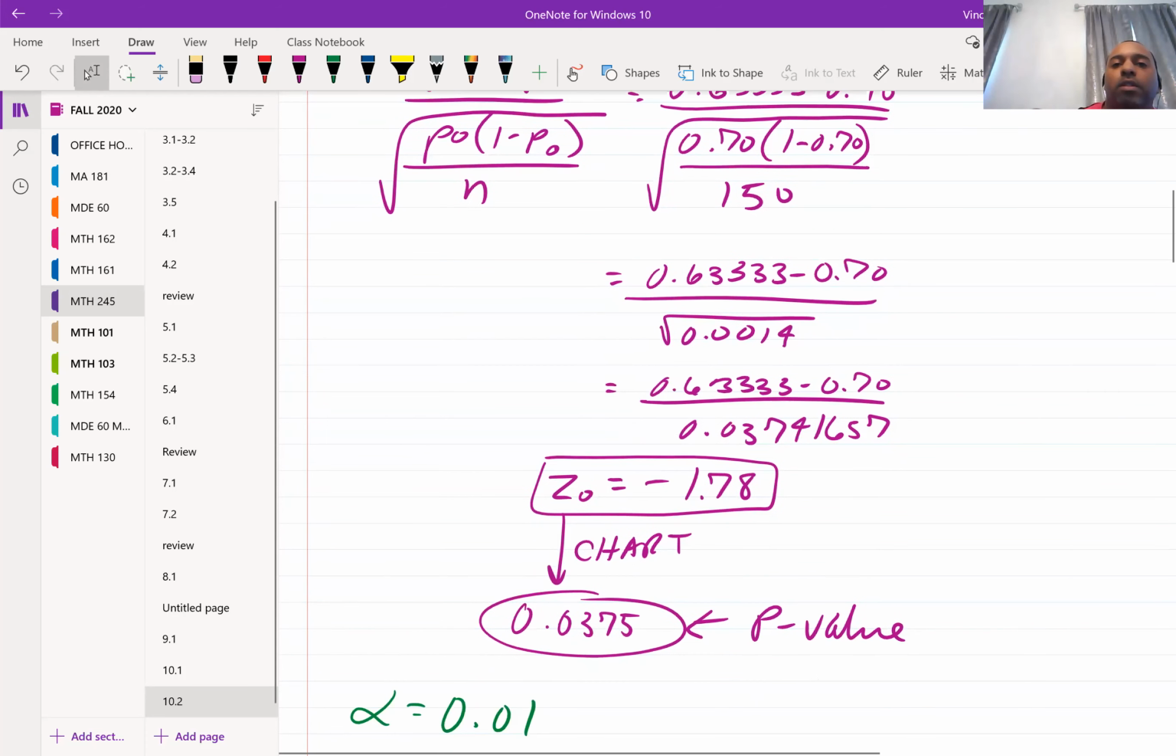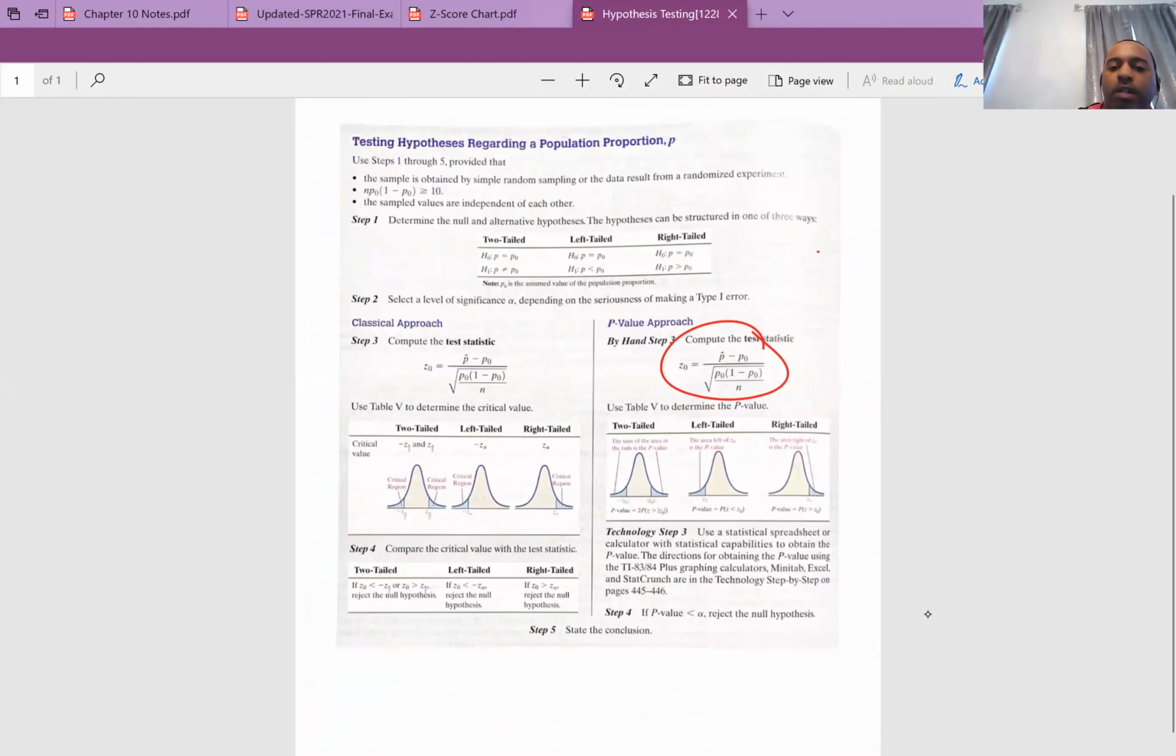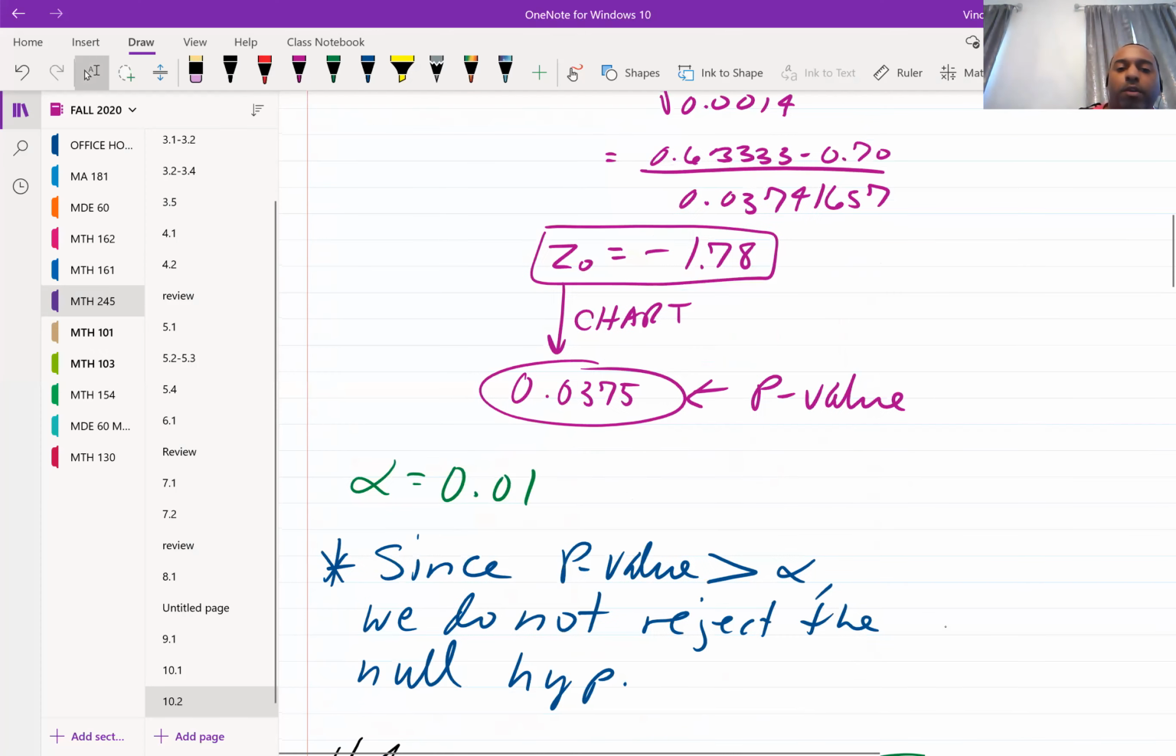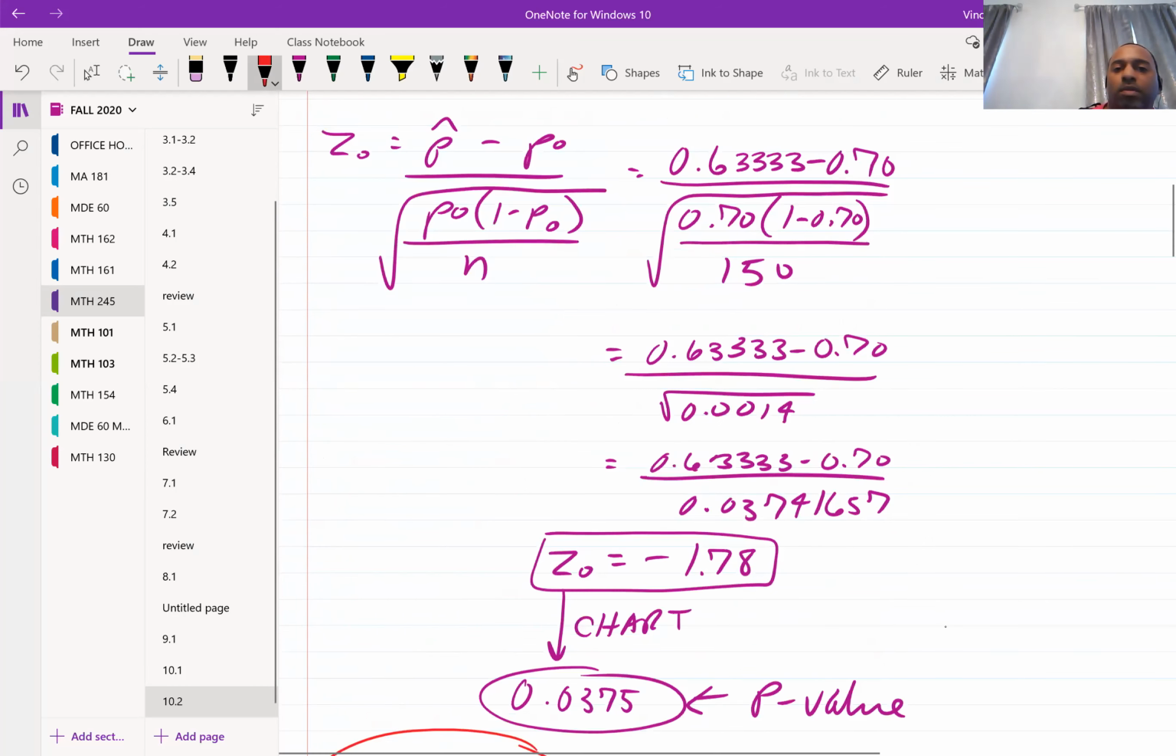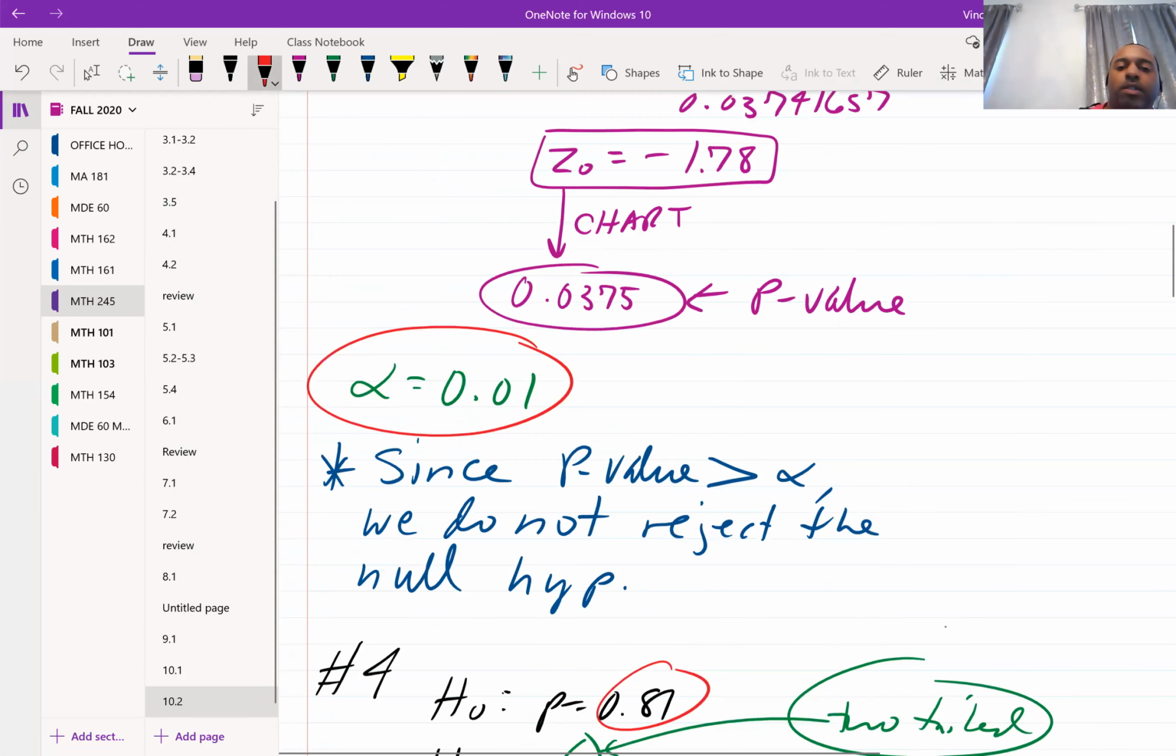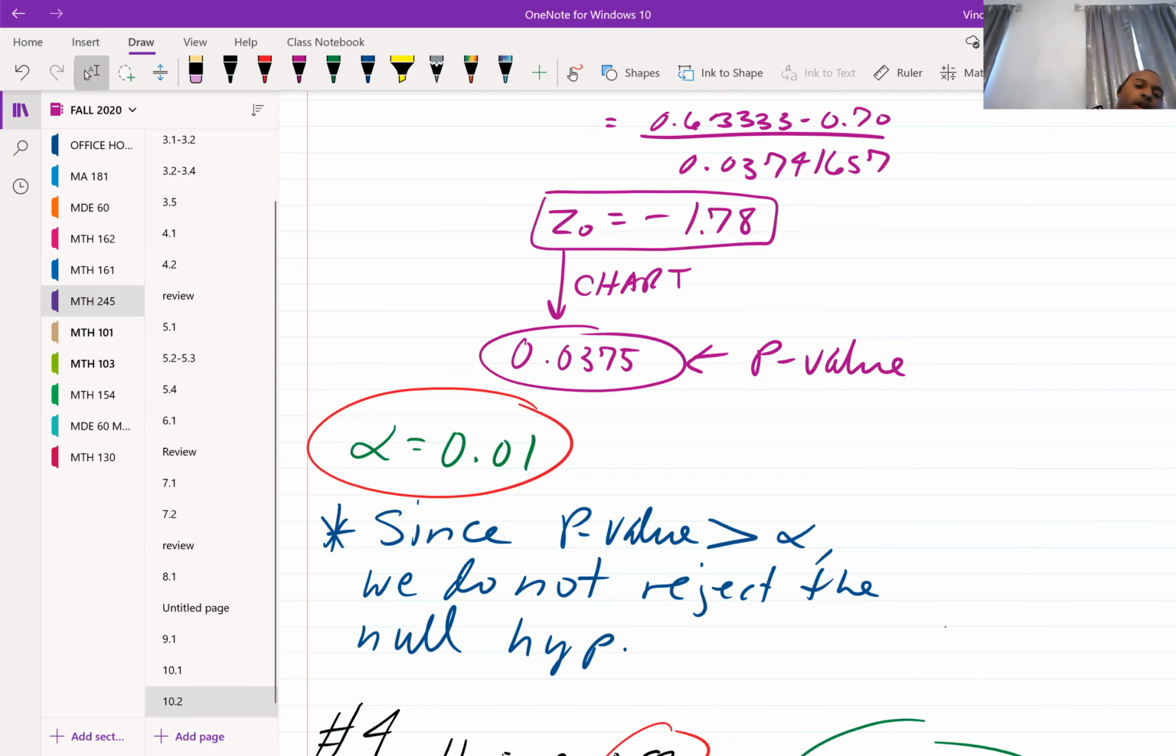All right. So now our conclusion is based on our steps here. So remember, it says if the p-value is less than alpha, you reject the null hypothesis. So you compare your p-value to alpha. Remember, alpha was 0.01. Since the p-value is greater than alpha, we do not reject the null hypothesis. Once again, if it was less than alpha, we would reject the null hypothesis.